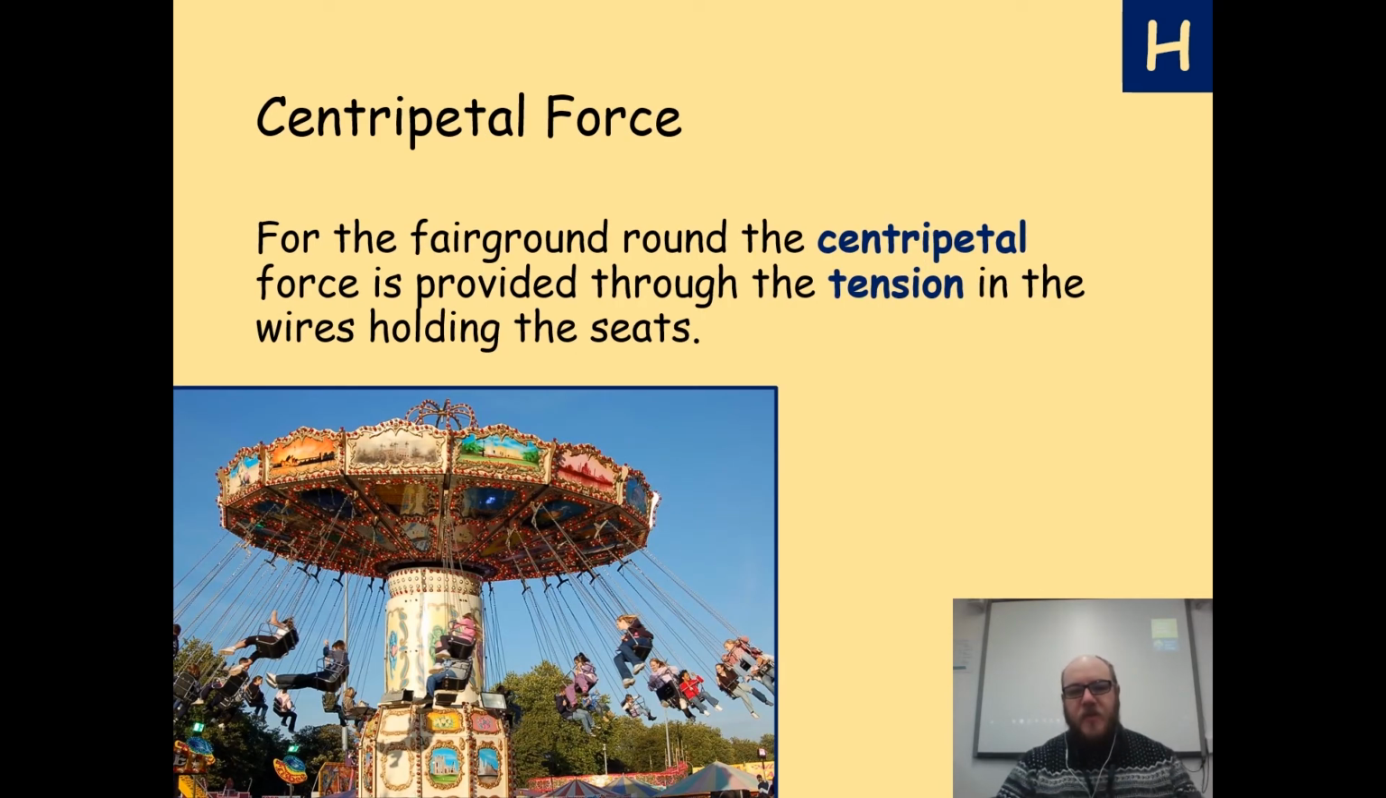Okay, so the centripetal force on this fairground ride is provided through the tension in the wires holding the seat. So the tension is moving towards the center of the circle up towards the top of the fairground ride. That spins around, the chairs then swing outwards. But Mr. E, if I sit on one of these chairs, I feel a force pushing me outwards and down and away from the roof of the carousel. What's that about? You told me it acts towards the center.